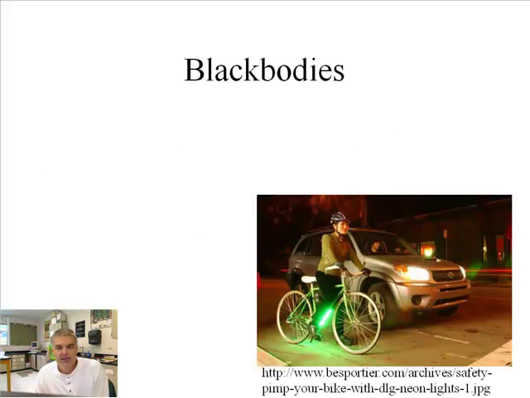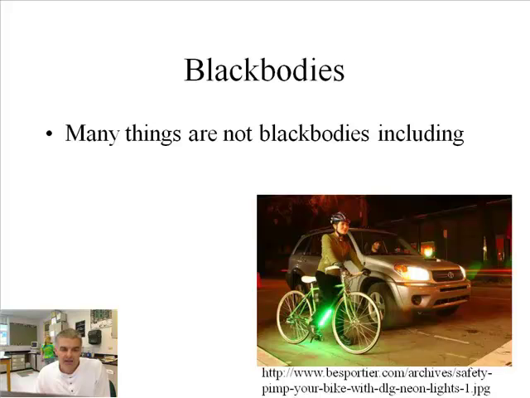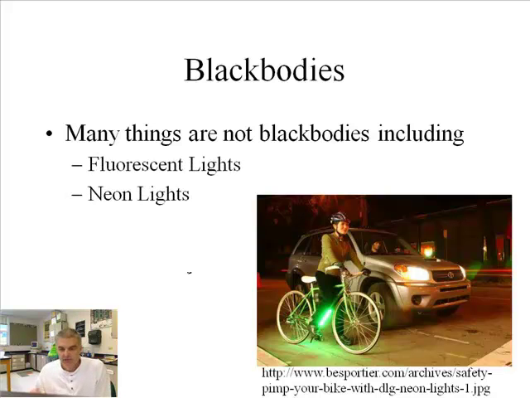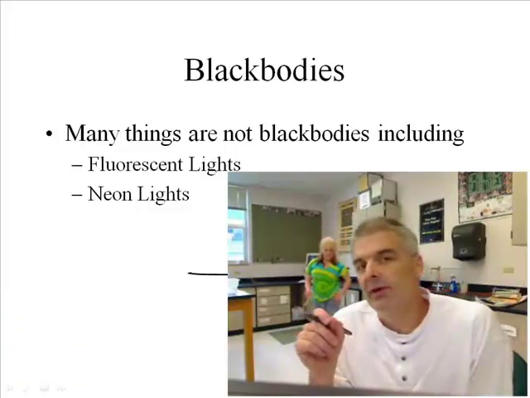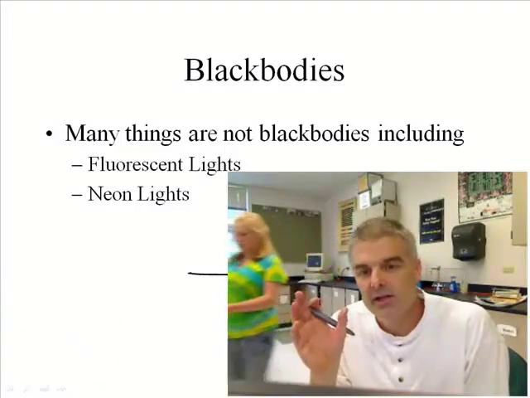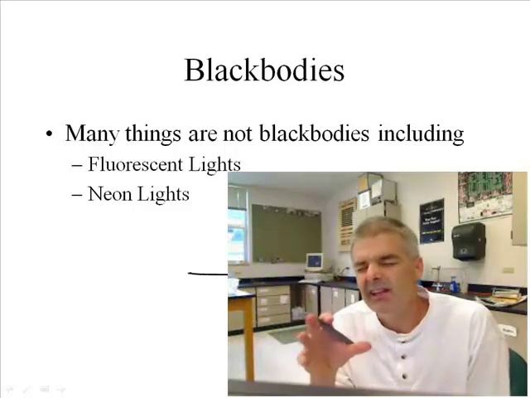But interestingly enough, not everything works with Wien's law. You'd think that'd be great. Things that don't obey Wien's law are things like fluorescent lights and neon lights. You see the picture here of the gal who's got a neon light on her bicycle. That'd be pretty cool. I knew somebody had one, like my cousin did. It was pretty cool when he would ride his bike in the dark. But anyways, they don't obey Wien's law for lots of reasons.